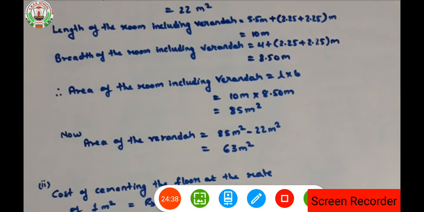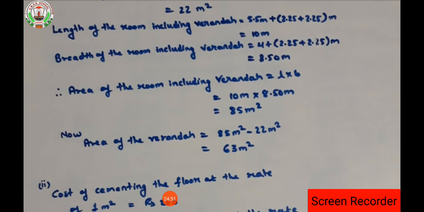Clear? Now the area of the room including veranda. The veranda drawn outside the room will be in the form of a rectangle itself, isn't it? So what is that? L into B, that is 10 into 8.50 meter, so it will be 85 meter square. Clear? So the area of the room including the veranda will be 85 meter square, isn't it?